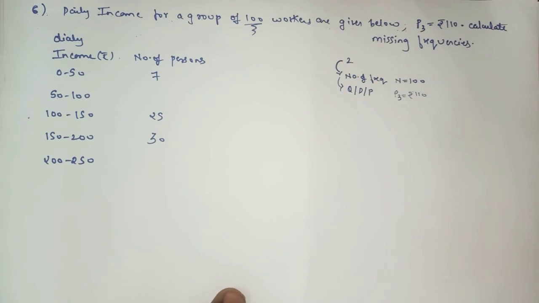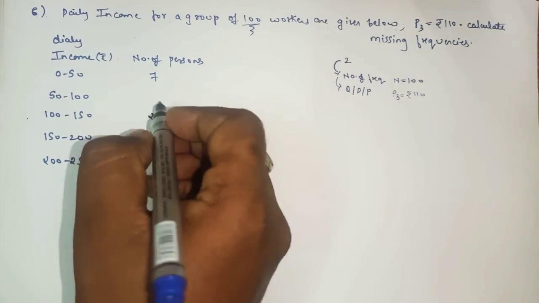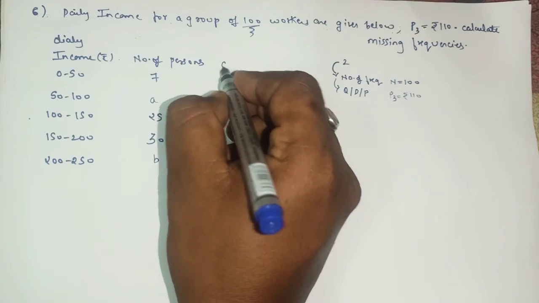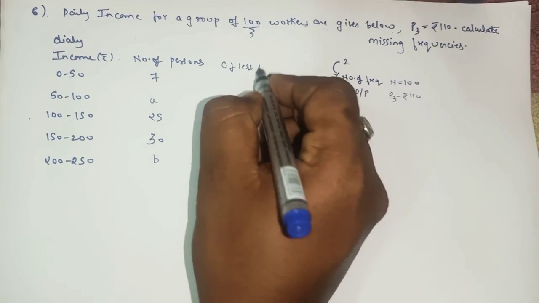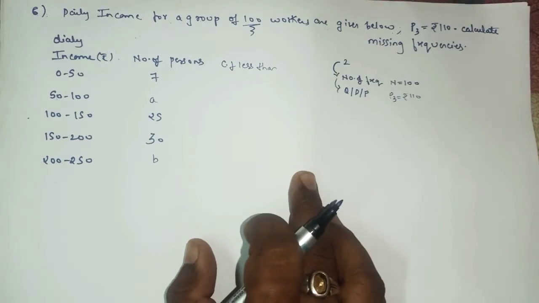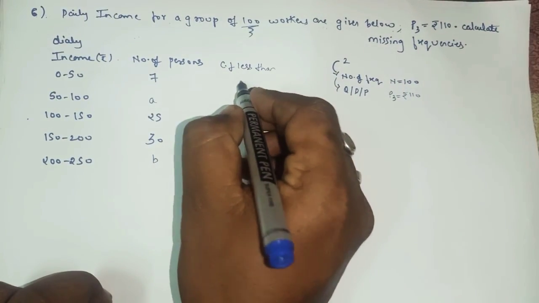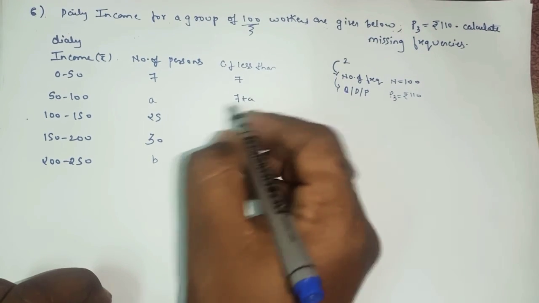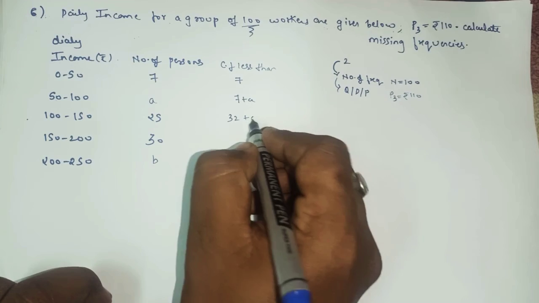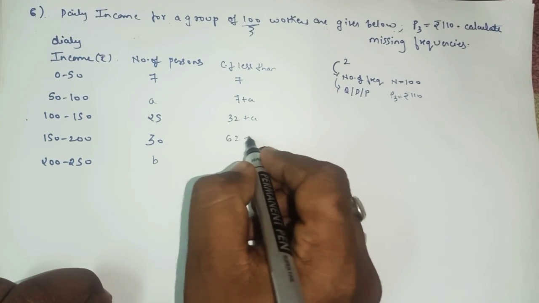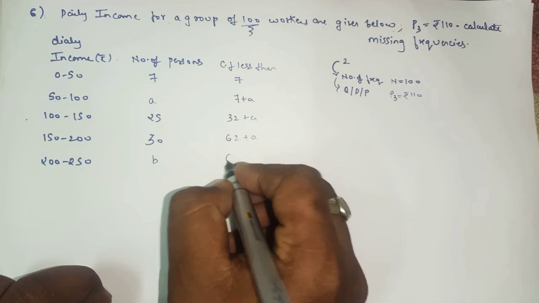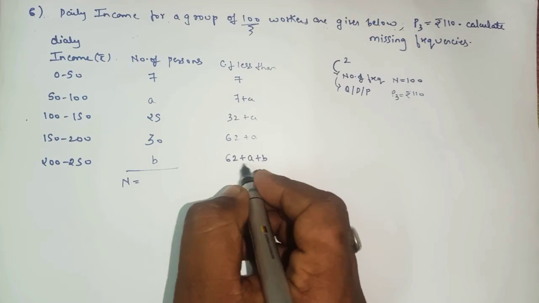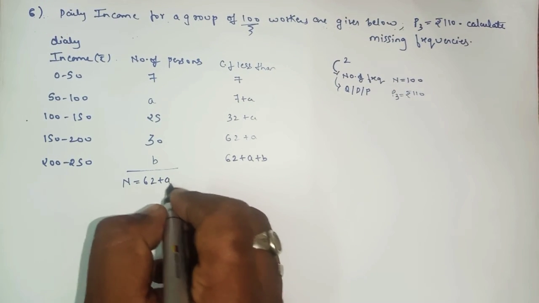Okay, so here, first step, the missing frequencies you will write as A and B, and we all know how to find the cumulative frequency less than, yes or no. First you will write 7 same as it is, then go on adding, so 7 plus A, then 32 plus A, 62 plus A, then 62 plus A plus B. So of course this answer will be the same as here, we got 62 plus A plus B, yes or no.